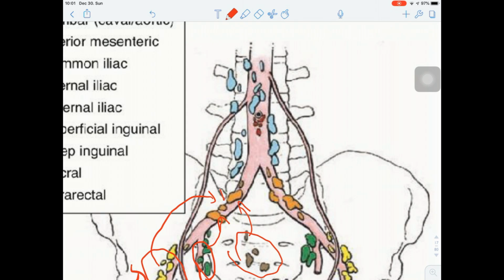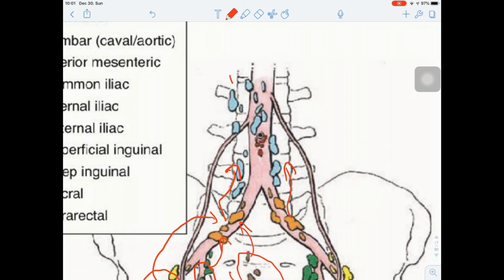From the common iliac lymph nodes, you move to the lumbar lymph nodes, and from the lumbar lymph nodes, you would form the lumbar lymphatic trunk in the abdomen until you reach the chyle cistern.